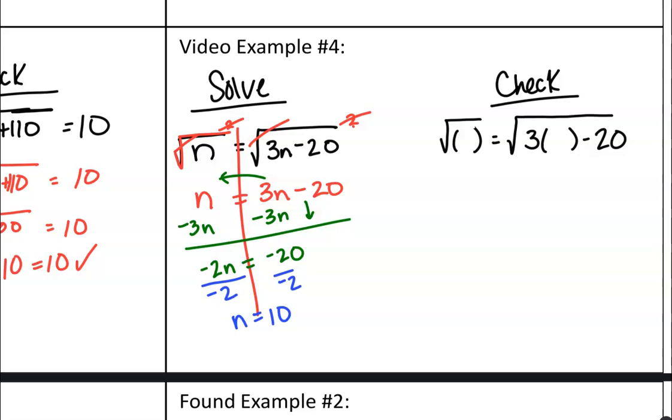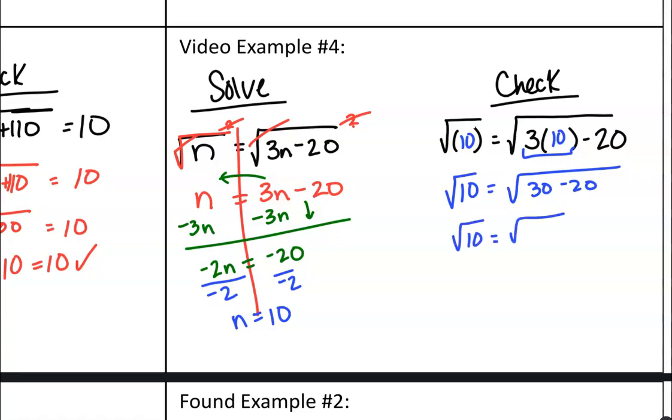Before we're feeling confident about that, let's check it. So I'm going to leave this one as radical 10 for now. But I'm going to simplify the inside. So 3 times 10 is 30 minus 20. 30 minus 20 is 10. So notice I have radical 10 equals radical 10. That's equal to each other, so that is the correct answer.